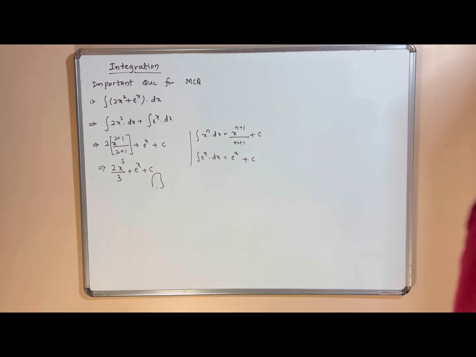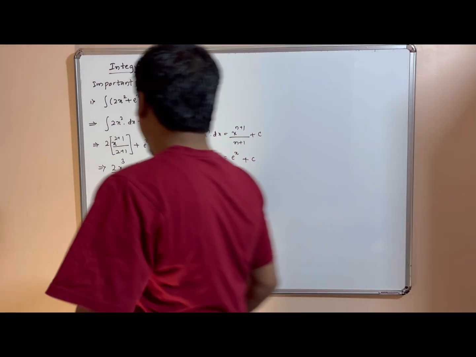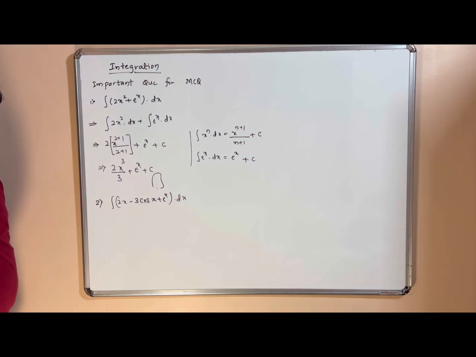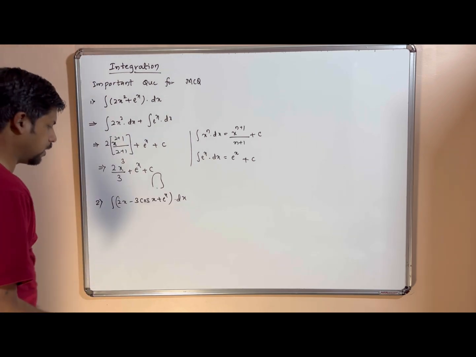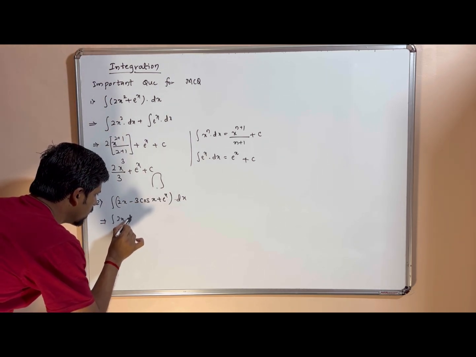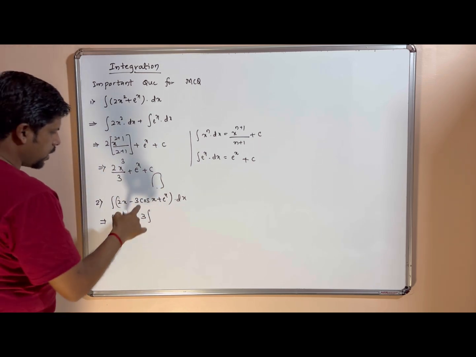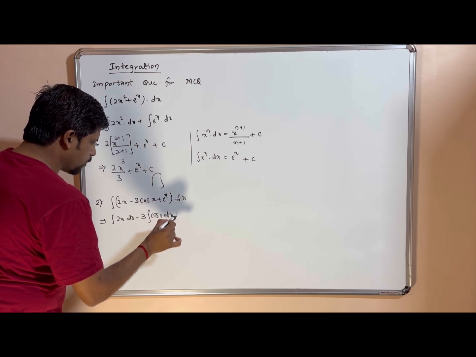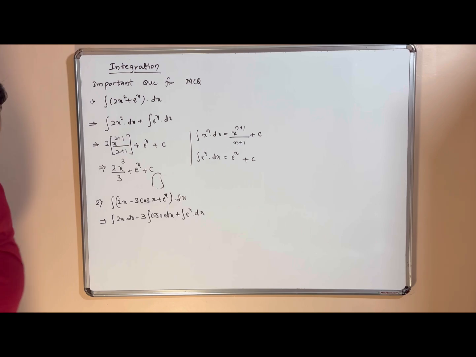Okay, so next question, integration of 2x minus 3 cos x plus e to the power x into dx. Again here we have 3 functions, separate those. We are going to get here integration of 2x into dx, minus 3 is constant, take it outside from integration, we remain with here cos x. So cos x into dx plus integration of e to the power x into dx.